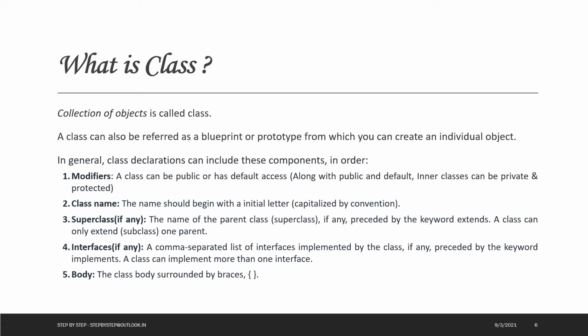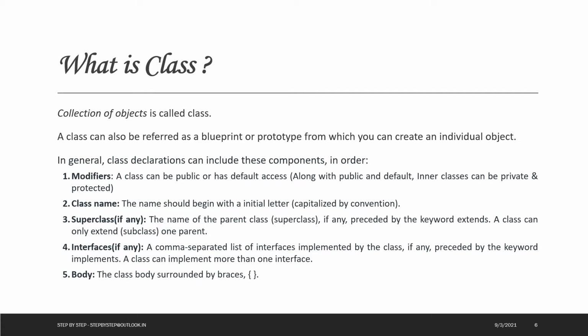So now let's understand what is class basically. Class is nothing but collection of object. It's called class. A class can also be referred as a blueprint or prototype from which you can create individual objects. So let's understand in general when you need to declare the class, what things you need to do.